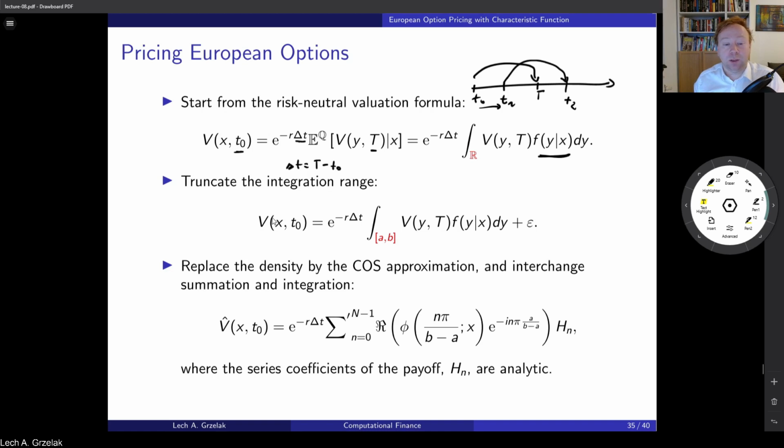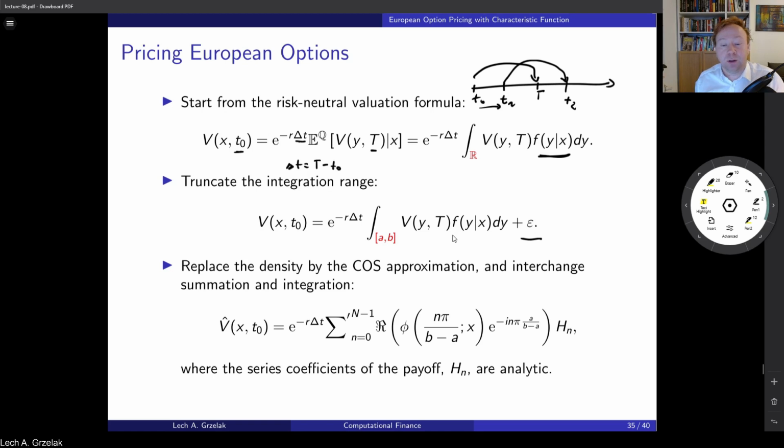Then we go into the COS method. So we have a truncation of the density. The density is here. In the COS method we have to define a truncation of the density. So we have some interval [a, b], and we have epsilon. Make sure that we have an equal sign here, because otherwise, without epsilon, it would be just an approximation.